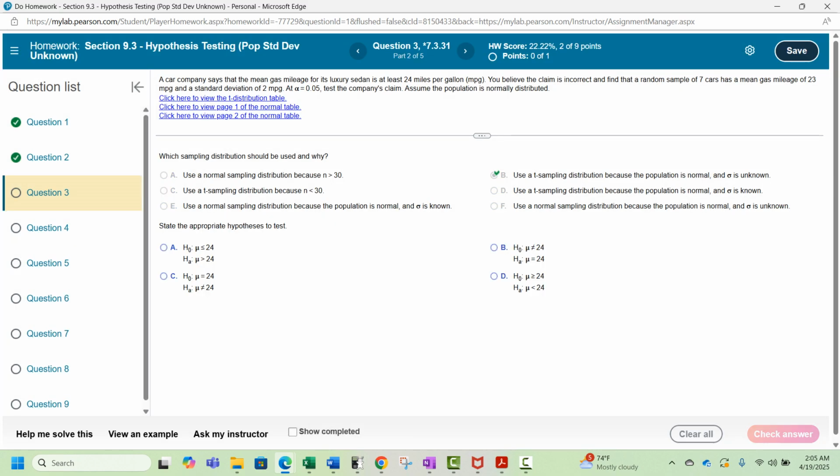Let me go back and read it. It says the mean gas mileage is at least 24 miles per gallon. At least means greater than or equal to. Greater than or equal to has to be an H0 because it's got an equal in it. And therefore it has to be D. And then it pairs up with less than, which means it's going to be a left-tailed test. So we're saying we don't agree with it. Since we don't agree with it, we hope the numbers work out that it rejects. And that means we're going to support that it doesn't equal that.